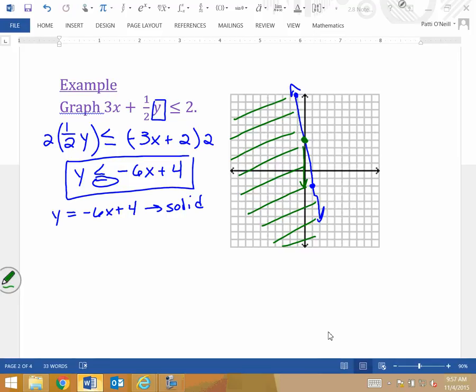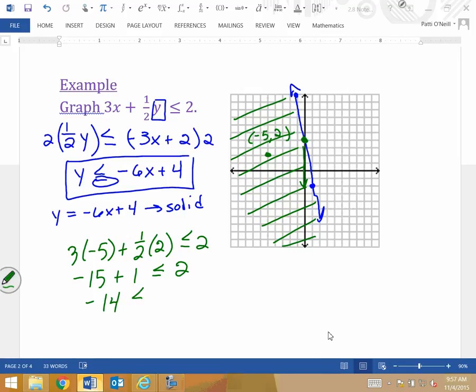That means that any ordered pair that falls in the shaded region, so say I pick this ordered pair, which would be negative 3, negative 5, 2. If I sub this value into the original function, 3 times negative 5 plus 1/2 times 2, that should turn out to be smaller than or equal to 2. So negative 15 plus 1 is less than or equal to 2. Negative 14 is less than or equal to 2, which is a true statement.